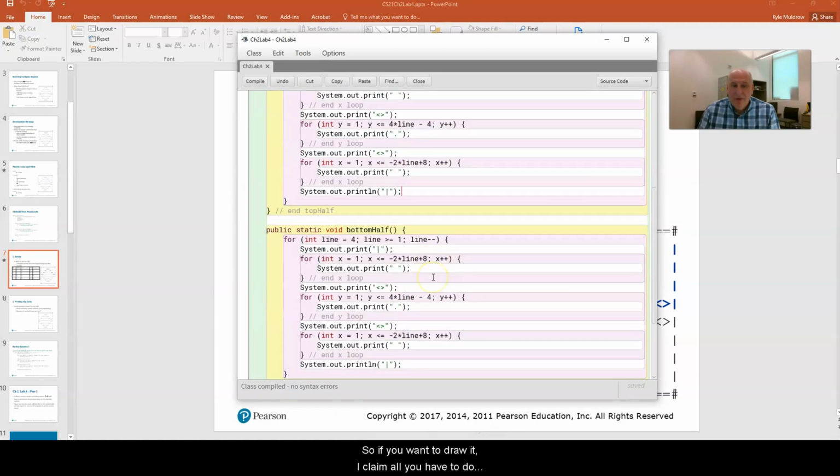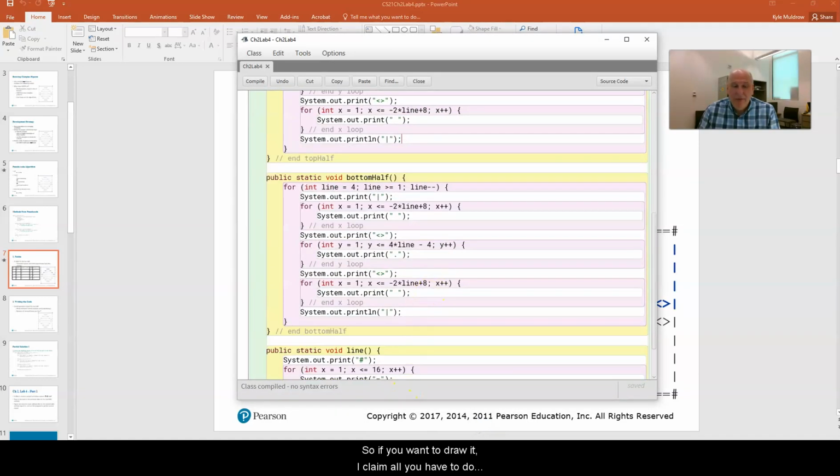And so if you want to draw it, I claim all you have to do is change your outside loop to count down as opposed to counting up. Here I've changed the bottom half. The outside loop begins at 4. My condition is line is greater than or equal to 1. And I'm doing line minus minus. I'm decrementing as opposed to incrementing. I claim that alone will give me the mirror image I'm looking for.